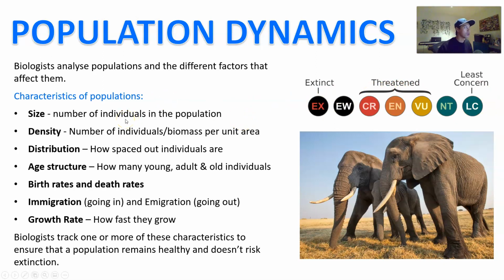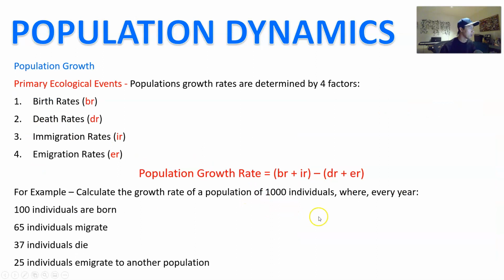Now, the characteristics of the populations we have to try and figure out are a variety of different factors. The size, how many individuals are in the population, the density, the number of individuals or biomass per unit area, their distribution, how well they're spaced out, the age structure, how many young, old, and adult individuals, the birth rates, the death rates, immigration, and then also their growth rates. By tracking one or more of these characteristics, we can ensure that the population remains healthy, and every species will have different rates of each of these parameters, okay?